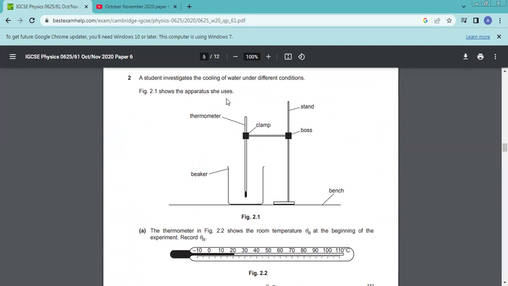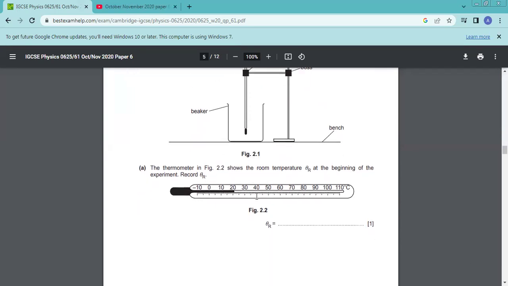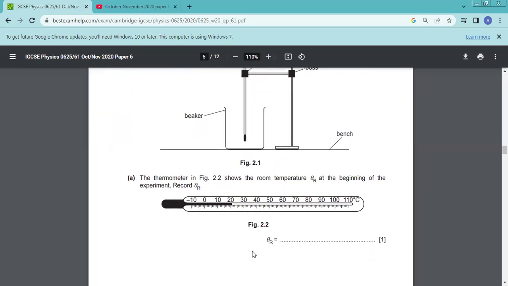Figure 2.1 shows the apparatus she uses. Now, this is the apparatus. This is a clamp. There is a beaker, a stand, and a thermometer, and the figure shows the room temperature θr at the beginning of the experiment. That is why it's written as θr. So θr is the room temperature, and we have to find out what it is.